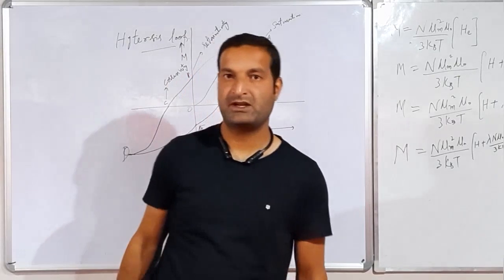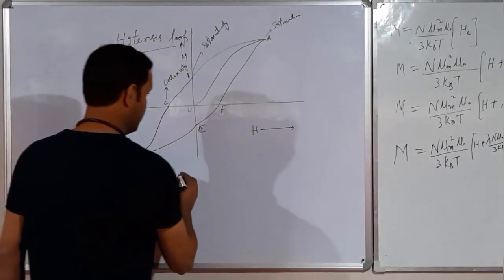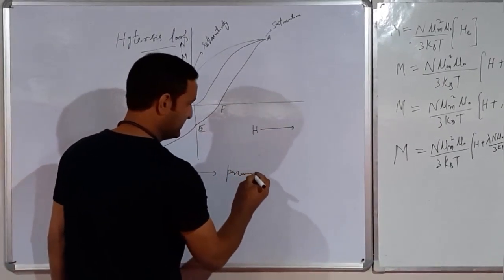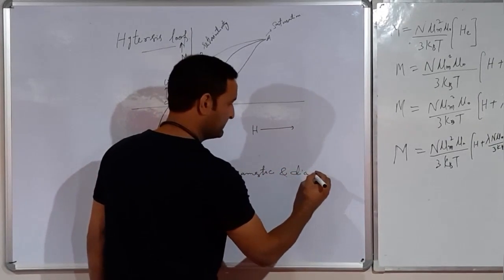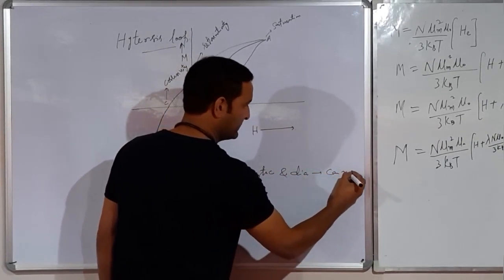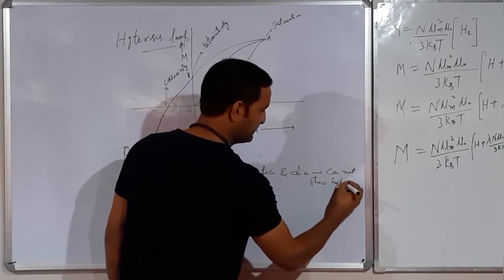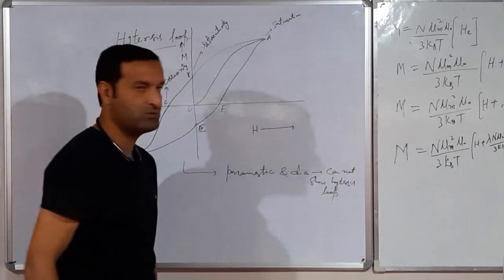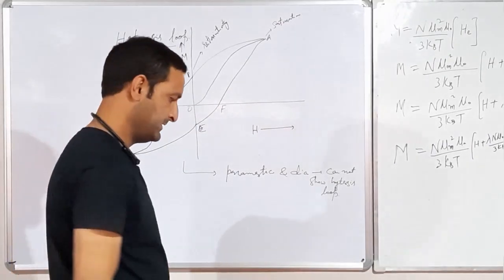This loop is called the hysteresis loop, and this loop cannot be found in paramagnetic materials, and diamagnetic materials cannot show a hysteresis loop. This loop is found only in ferromagnetic materials.